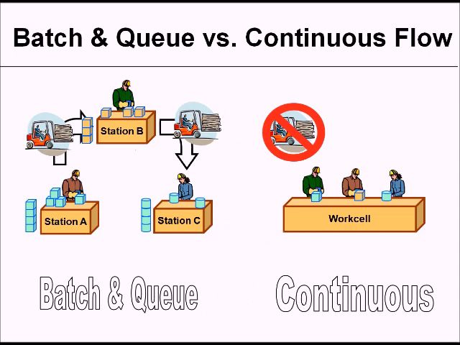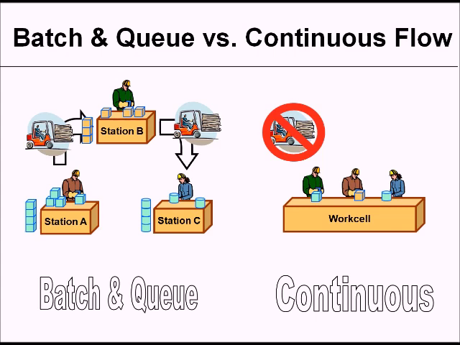So here we have an example of two different processes. One is called batch and queue, and the other is called continuous flow. In the batch and queue method, you have stations A, B, and C. At each station, there's a different type of process, and one process builds on the next. It's called batch and queue because Station A creates a queue. They build up, say, 10, and then they ship it. You can see the little forklift transportation there to Station B.